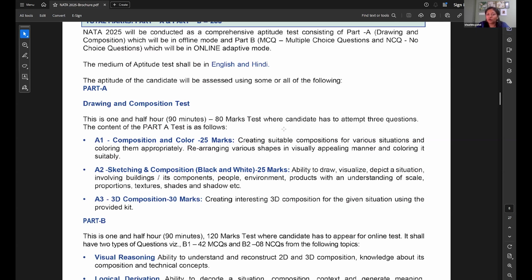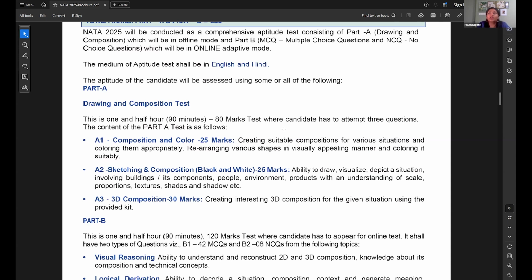It says ability to draw, visualize, depict a situation involving buildings, its components, people, environment, products with an understanding of scale, proportions, textures, shades, and shadows. This one is primarily looking into composition, but more with the idea of relative scale. They can give you maybe a set of products. Let's say take 6 or 7 kitchen utensils or stationery items or any sports equipment and compose them in an interesting visual way. Make a sketch and add maybe simple pencil rendering to it.